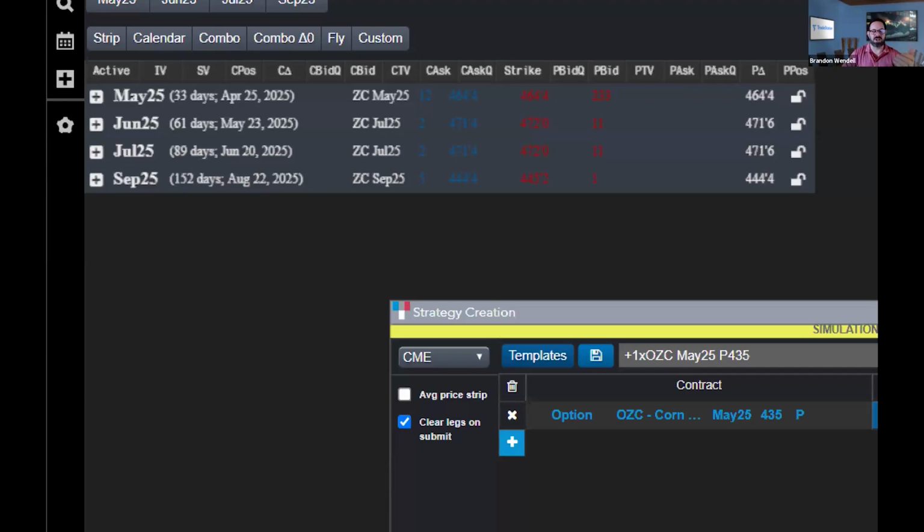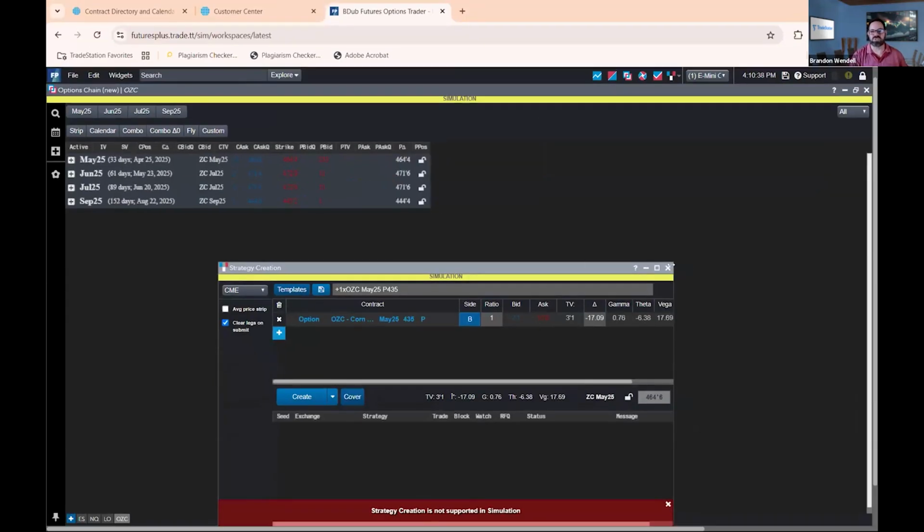The June contracts for the options are being traded on the underlying July corn futures. The July options that have 89 days left till expiration are also being traded on the July futures. So just be careful when you're trading those, make sure you understand what the underlying security is that you're actually trading on.